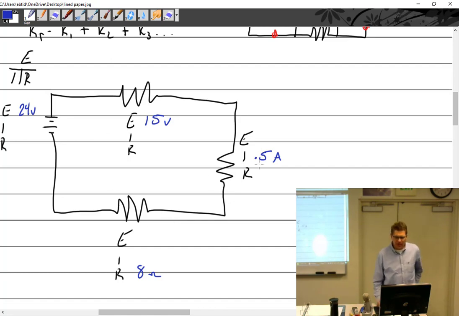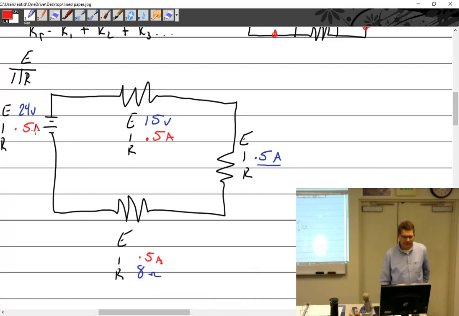I look at this. The amps are the same through the whole circuit. I'm going to put it in red. Our answer is now in red. So I know that how many amps are right here? 0.5 amps. How many amps are here? 0.5. And what is the total amperage? 0.5.